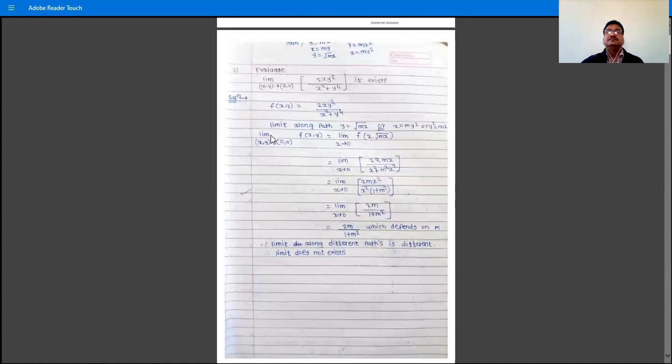Then the third example: evaluate the limit as (x,y) tends to (0,0) of xy square divided by x square plus y raised to 4, if it exists.